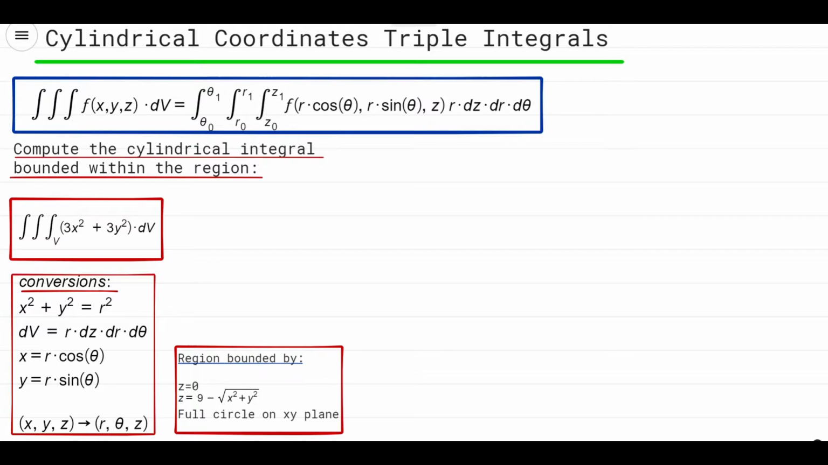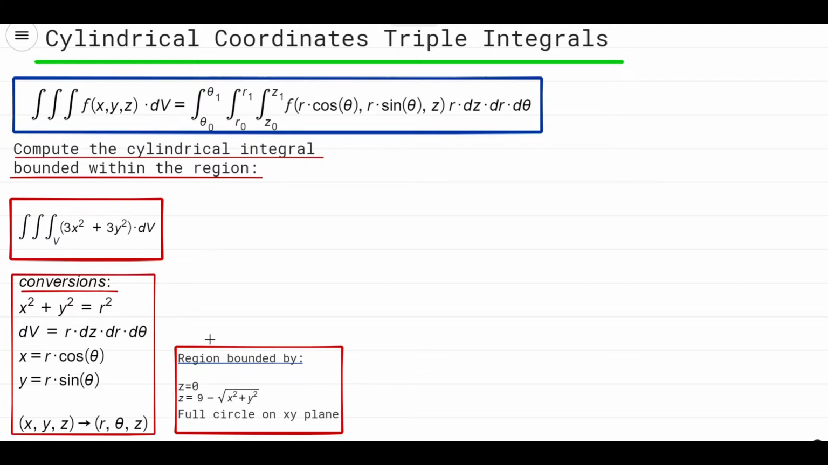We have x squared plus y squared is equal to r squared. That one you should already know. Notice our dV is r times dz times dr times d theta. And notice the r right here. The r is called the Jacobian, and you have to include it in your dV, because if you don't include it, you're going to get the wrong answer. And the x and y conversions, you already know them.